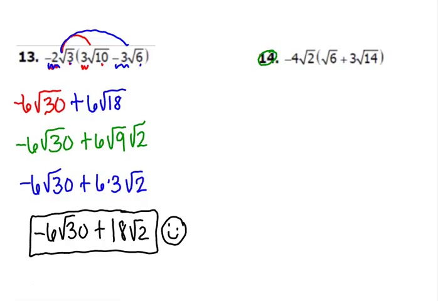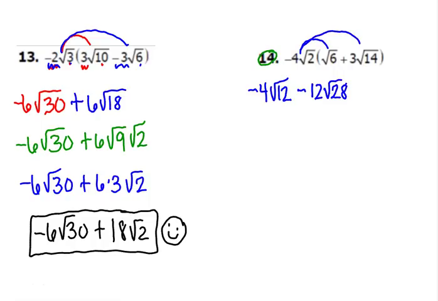Did you pause it? I really hope you did. Okay, I'm going to go through it right now. Hopefully, if you did pause it, you see and you got it right. And if not, let's see where you went wrong. So I'm going to distribute through. I'm going to get negative 4 times the square root of 12 minus 12 square root of 28.